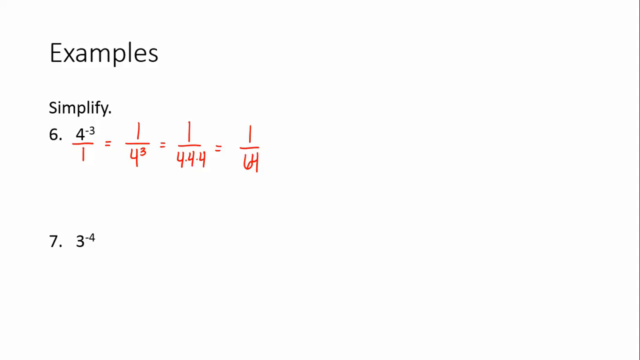Example 7, we have 3 to the negative fourth. So we're going to rewrite that as 1 over 3 to the fourth, making our exponent positive. So that's 1 over 3 times 3 times 3 times 3 multiplied 4 times, or 1 over 81.